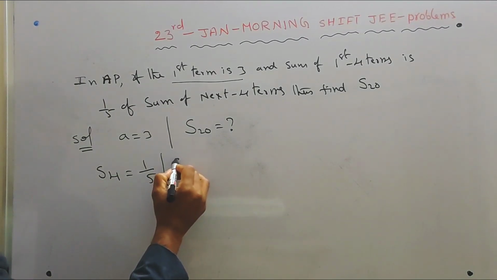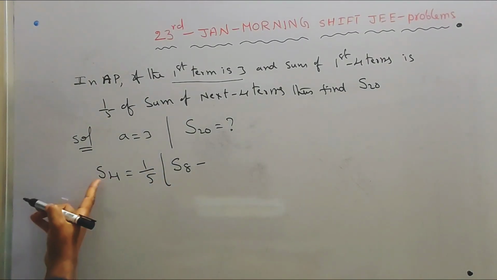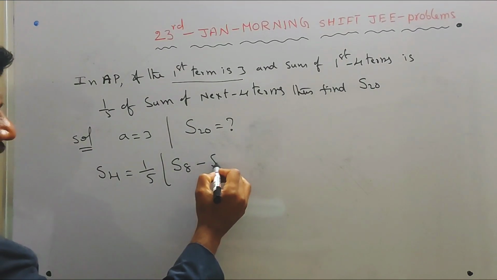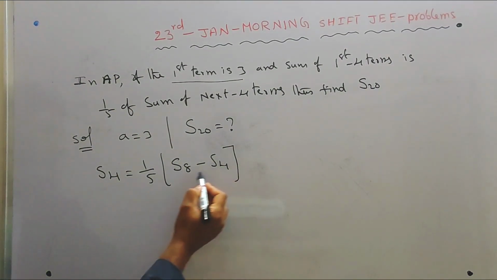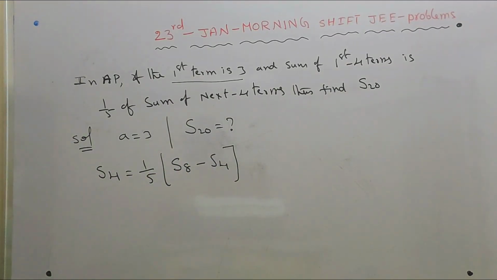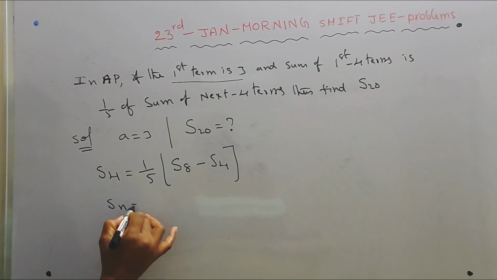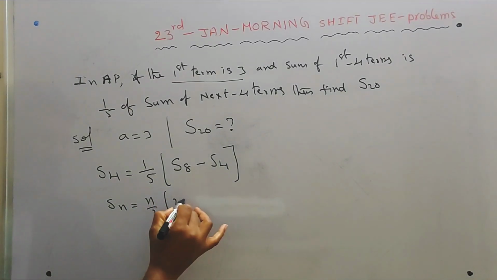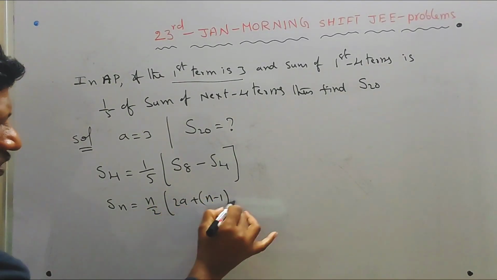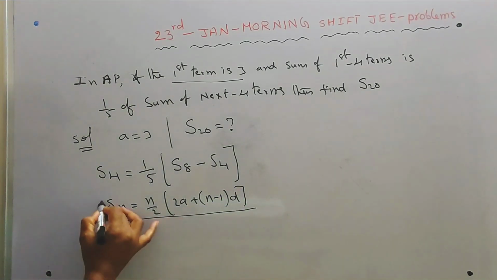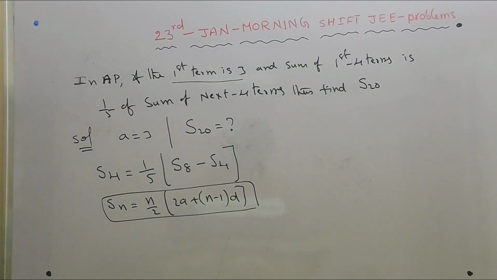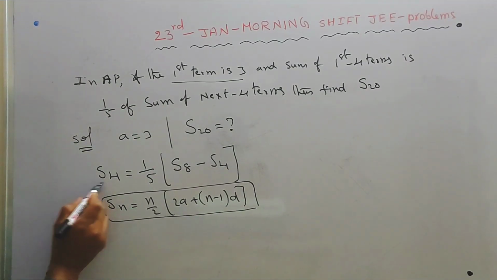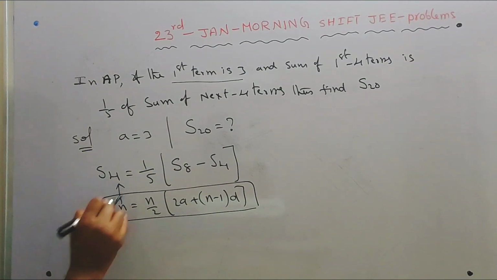That means total 8 terms. You remove the sum of 4 terms, then you will get the sum of the remaining terms. So this step indicates the sum of the next 4 terms. Okay, right? Then we know one formula. Which formula? Sum of n terms formula, n by 2 times (2a plus (n minus 1) times d). Now we are going to use this formula to calculate the sum of 4 terms and the sum of 8 terms. Okay, right? Substitute the values here. So here n is 4.